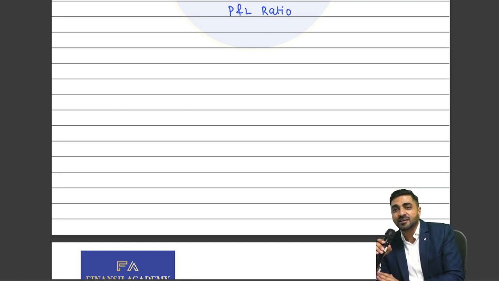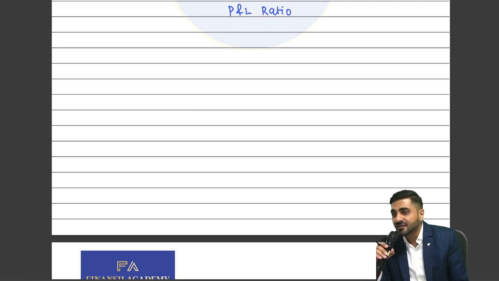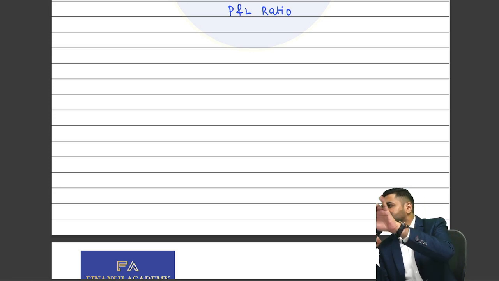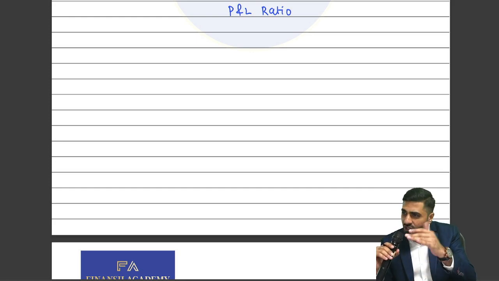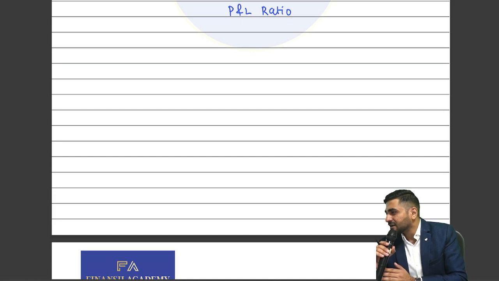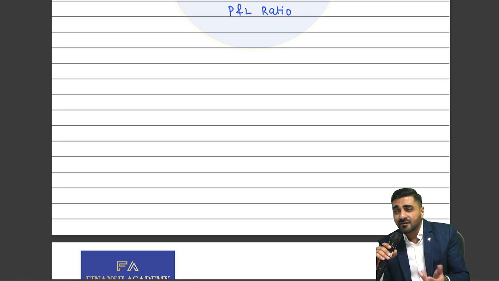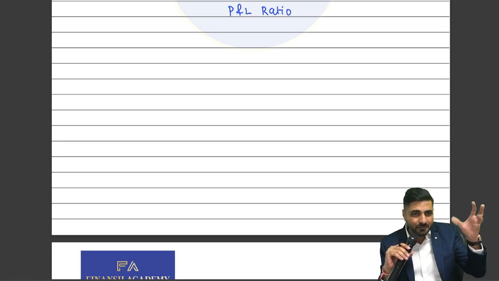Then we have the next set of ratios, and that is your P&L ratios. Numerator, from where will it come? P&L. By the way, P&L here also means your manufacturing and trading accounts. And your denominator also comes from the P&L. So P&L ratios are among the easiest. Why? Because everything comes from your trading and P&L account.